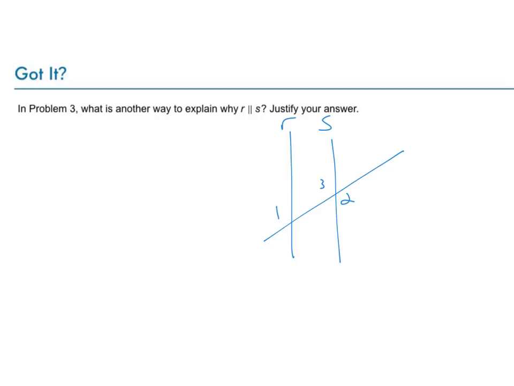If we're trying to take a look at another way of proving that R and S are parallel, the way that we could do that is we could say that angle 2 would be congruent to angle 3. And if you think for a moment why we can say 3 and 2 are congruent, hopefully you're with me in knowing that those are vertical angles.